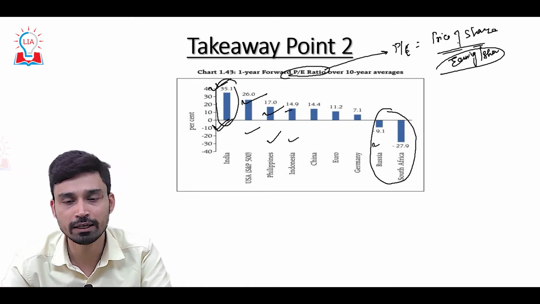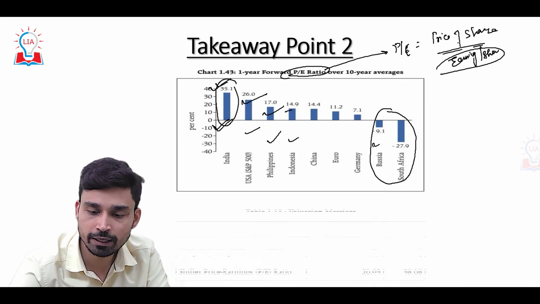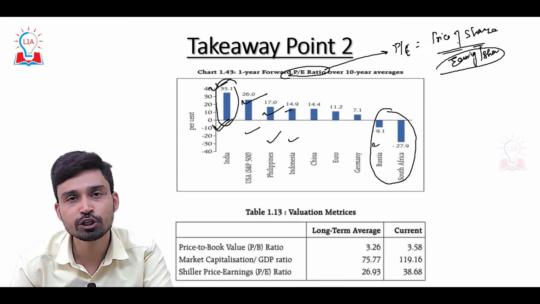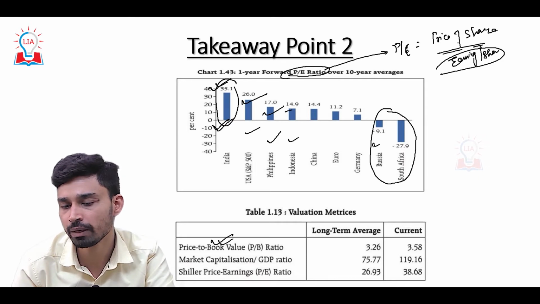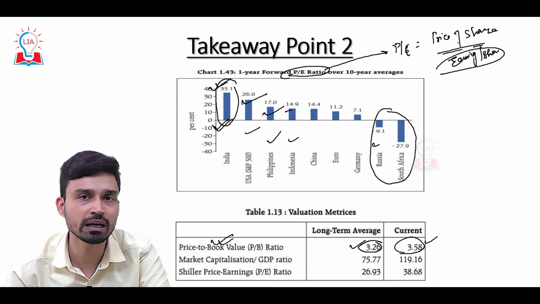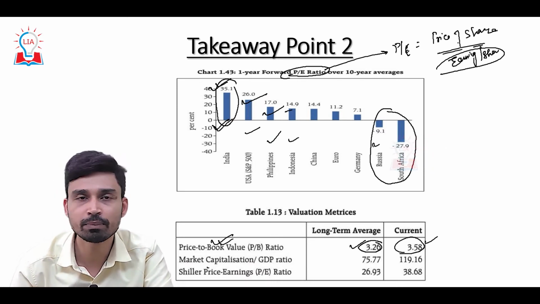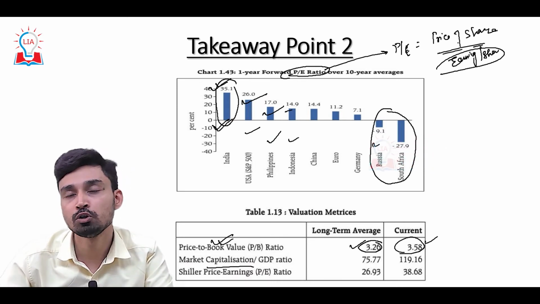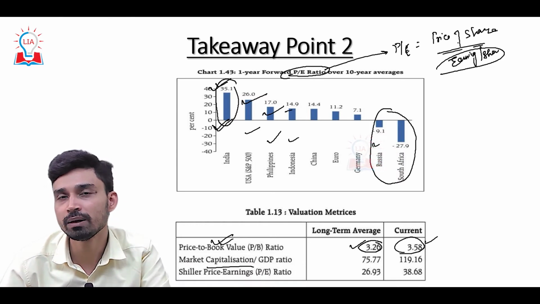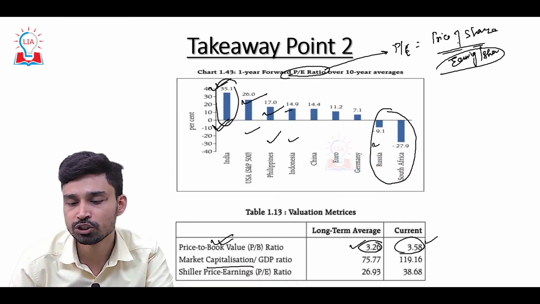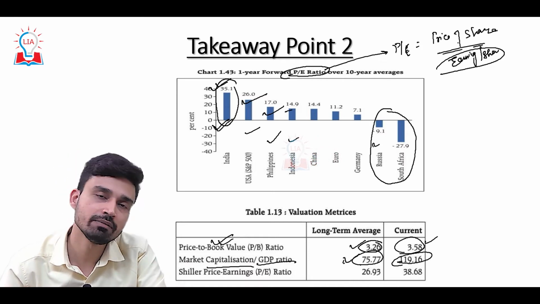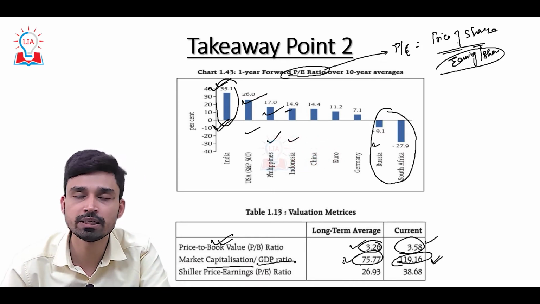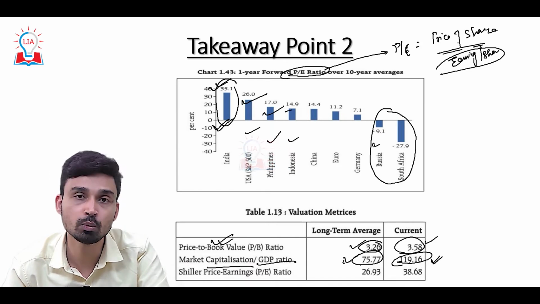undervalued. The second point is that if you look at some other valuation metrics to understand the market direction, the P/B ratio, the long-term average in the case of India, has been 3.26 and the current average is almost 3.58, which is also higher. The market capitalization, that is the total dollar value of outstanding shares of companies in the market, to GDP ratio is also at an all-time historical high. The long-term average was 75 and the current value is 119.